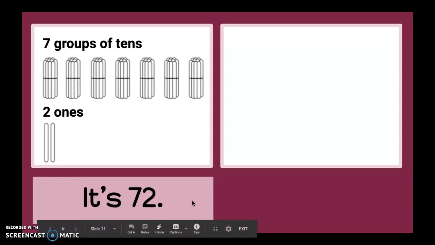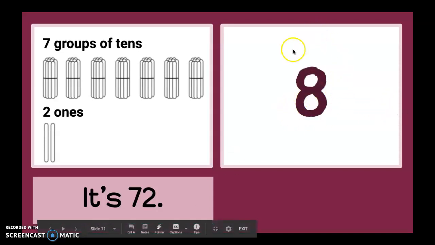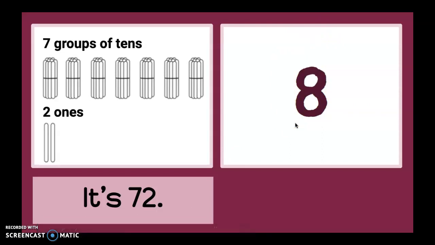Okay, Miss Neal, save the tricky one for last. What if I have just one digit? How many groups of 10 and how many ones do I have? I know this number is 8. Don't let me trick you up.